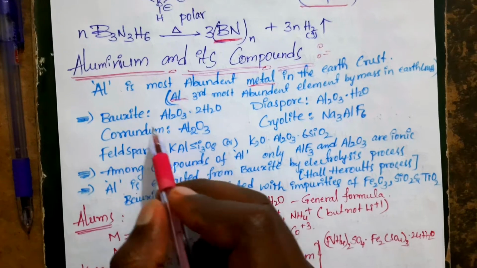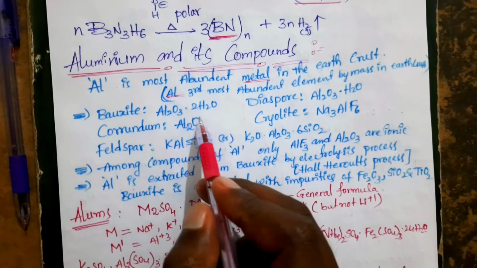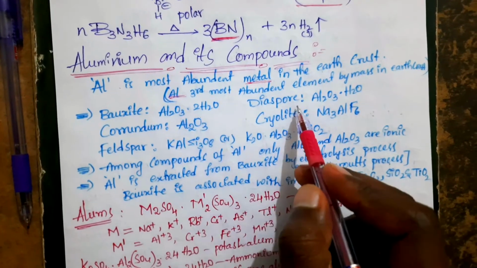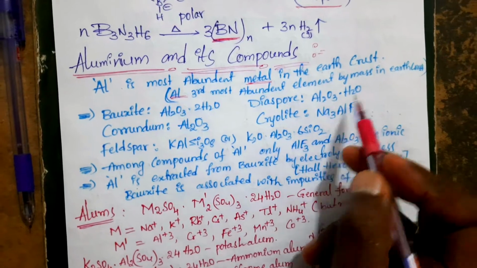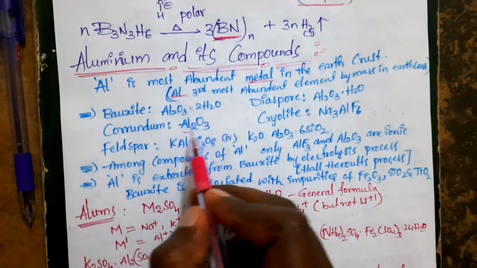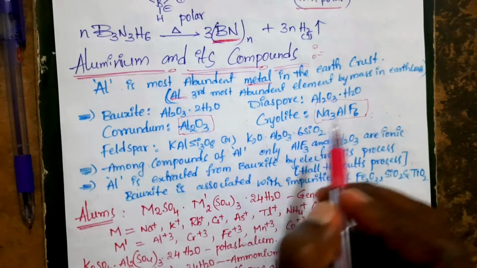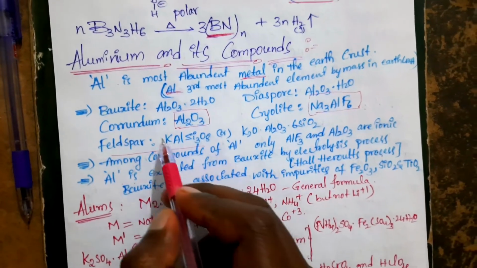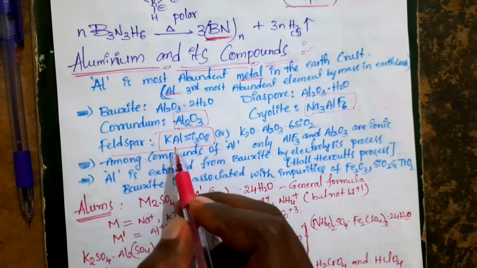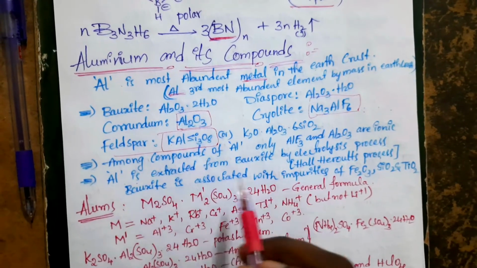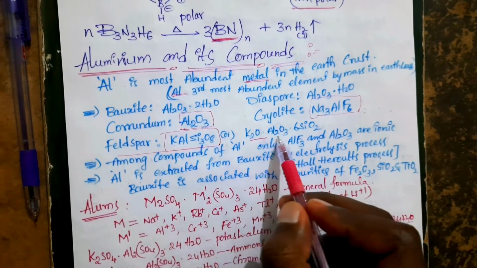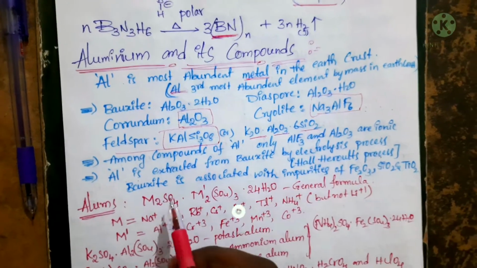You can see here what the aluminium ores are. It will be bauxite and diaspore, Al2O3·H2O, and corundum, Al2O3. Cryolite is Na3AlF6. Feldspar we get in zeolite and silicate: potassium aluminium silicate, KAlSi3O8. It is also written as K2O·Al2O3·6SiO2.